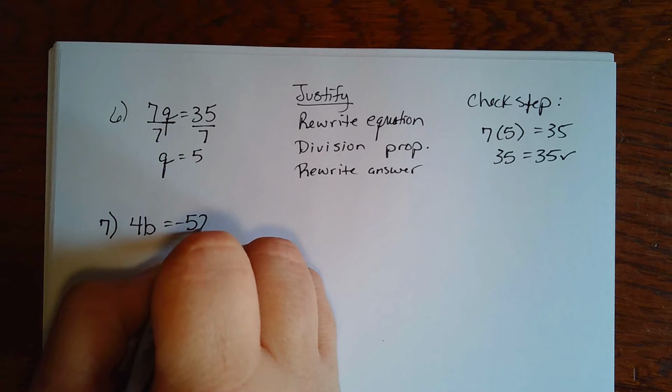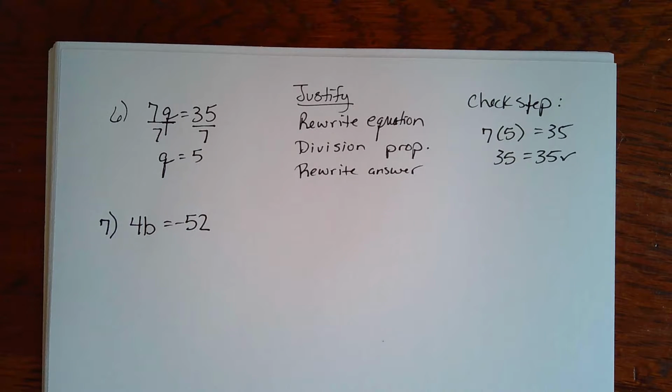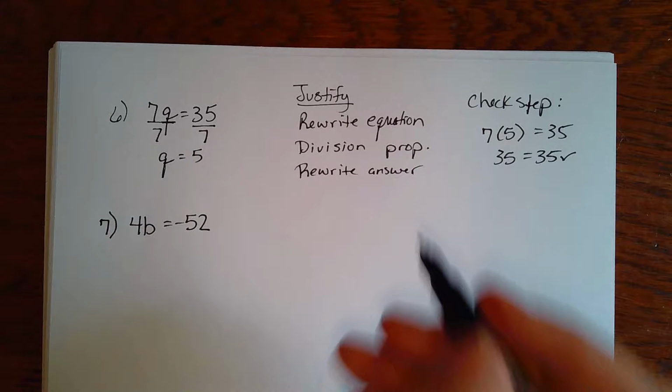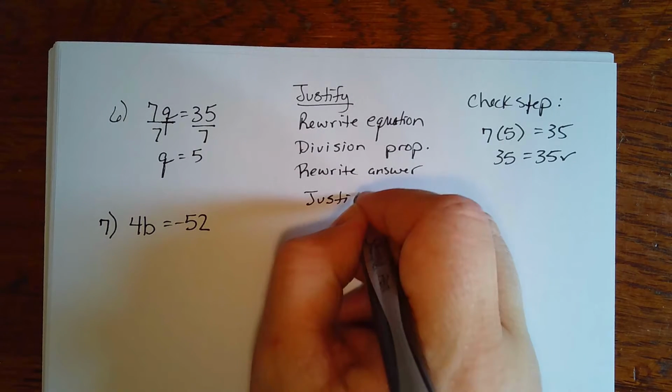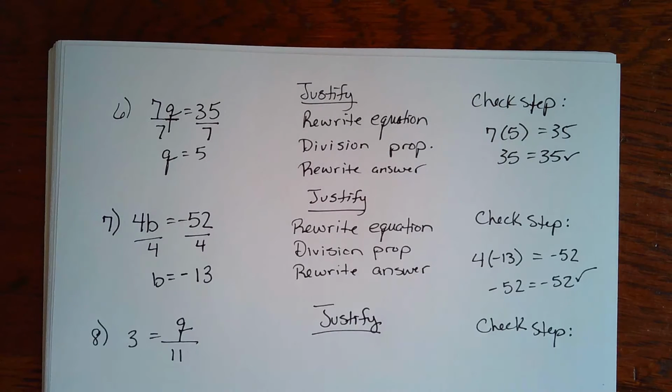All right, the moment is here. Take a moment, pause this, give me the justify, and give me the check step. Let's see how well or how much you remember. Okay, so how did we do? Did we get that b equaled negative 13? Did you get your rewrite correct? Your division property and rewrite answer? How about your check step? When you check step, did you get negative 52 on both sides? If you did, congratulations. If not, we'll have time at the end to go over more examples.